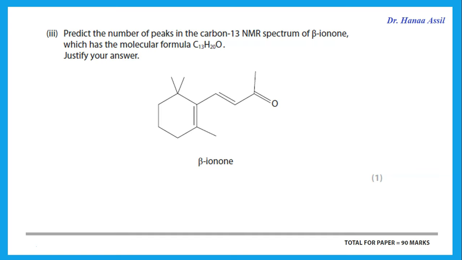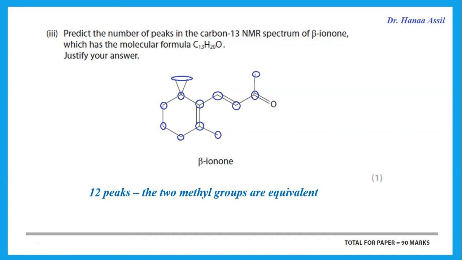Predict the number of peaks in the carbon-13 NMR spectrum of this compound, which has the molecular formula C13H20O, and justify your answer. So how many different carbon environments do we have? If you look at this, all of them are different except for those 2 methyl groups on top. So this is a C13, but 2 of them are the same, so this will give 12 peaks for the carbon-13 NMR, since both methyl groups are equivalent.